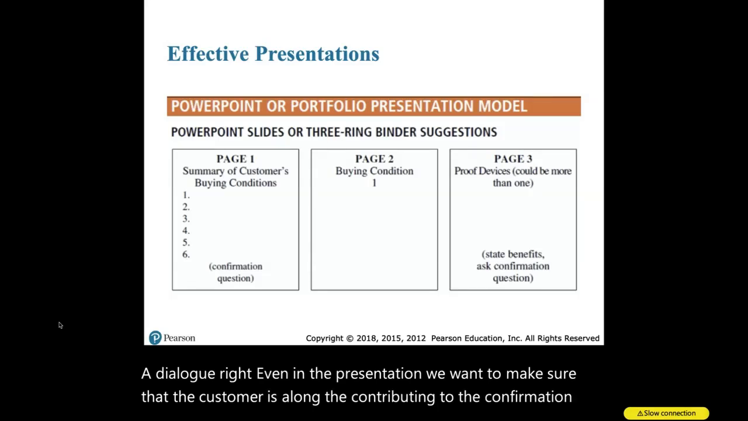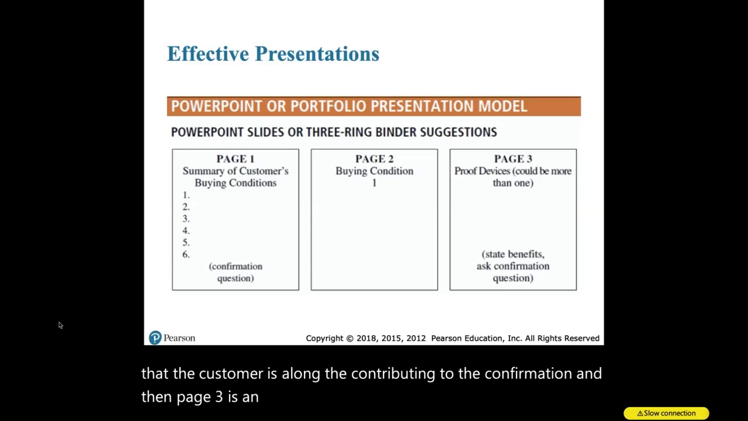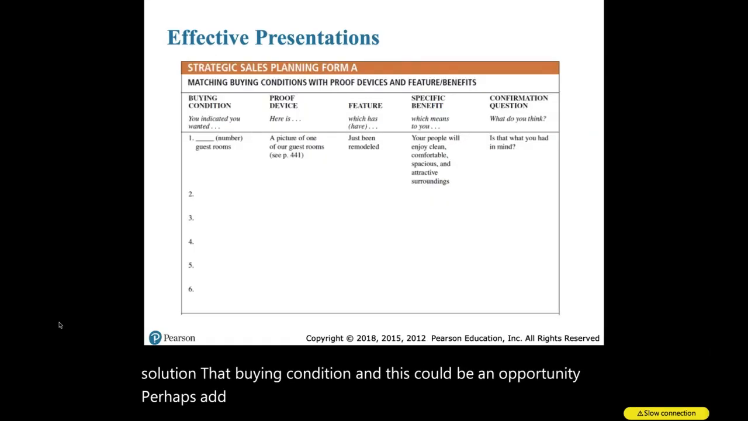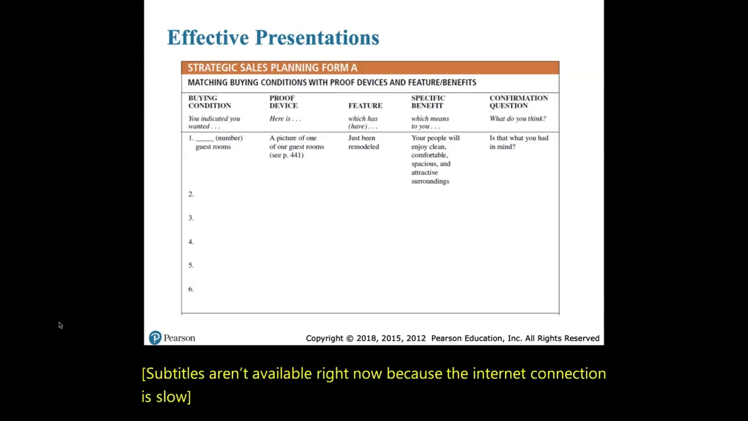And then page 3 is an opportunity to really sell how we can satisfy that solution, that buying condition. And this can be an opportunity to perhaps add some visuals, maybe some proof devices, maybe a testimonial. But again, really focus in on those benefits. We've been talking about that. Take a look at your buying condition. Figure out what you can use as a proof device to show that we can satisfy that buying condition. So in this case, we're talking about a number of rooms. So why not show the actual rooms? What a great way as a proof device, right?